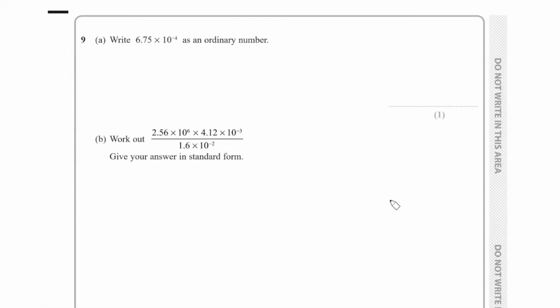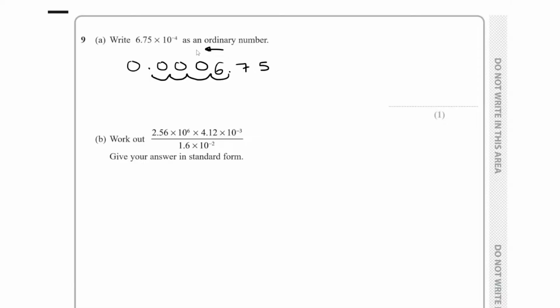Question 9, we've obviously got some standard form now. So the first one is part A, write 6.75 times 10 to the minus 4 as an ordinary number. This is really easy. You can either count the decimal places like this, so just know that you're going in this direction because we're getting smaller. So 1, 2, 3, 4, and then you fill in the zeros.